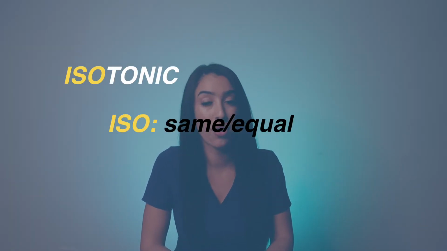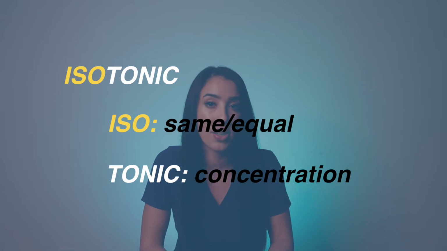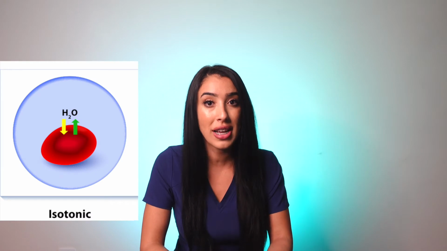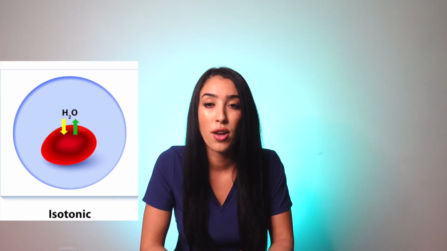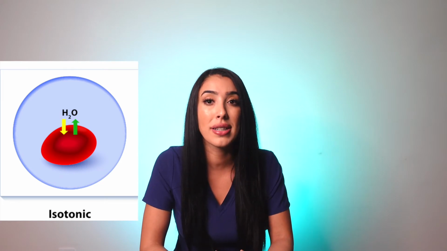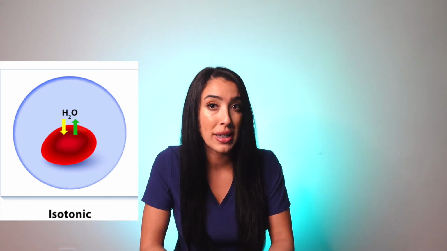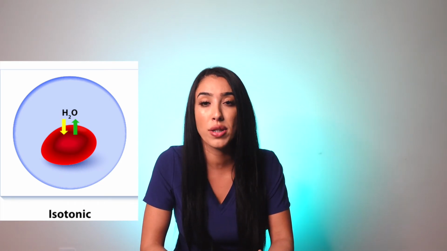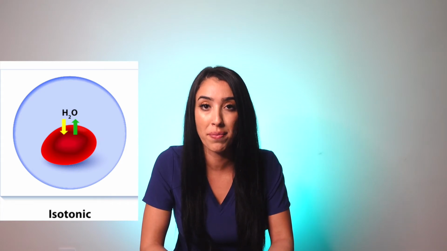Let's start with isotonic solution. Iso means same or equal, and tonic means concentration. So that means the cells have the same concentration on the inside and the outside, which is normal. This simply means that the osmotic pressure is the same, so with these fluids, the cells do not shrink or swell with any of the fluid movement.